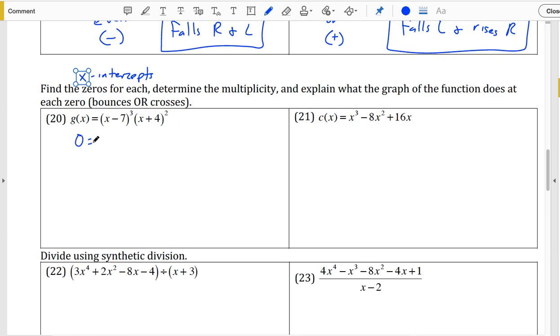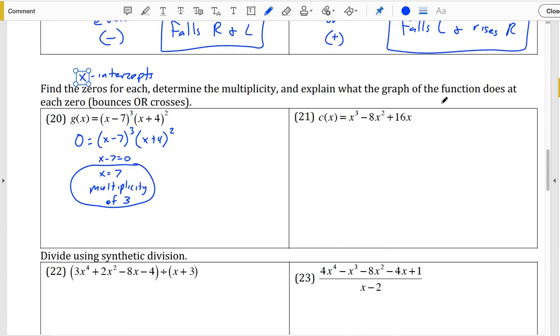Well, if I do that, I've got x minus 7 cubed times x plus 4 squared. Well, it's already in factored form. And remember, what I do is I set each factor separately equal to 0 when I solve it. So I get x equals 7. But notice, because it's cubed, it means there's 3 of them. So that means there's a multiplicity of 3. Okay, so that is the 0 and the multiplicity.